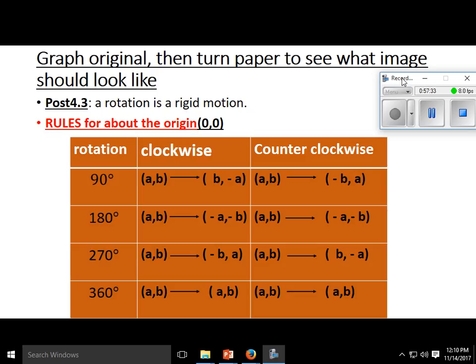What do you notice about 360? They're both positives. A doesn't have to be positive, B doesn't have to be positive. It's the same. So if I'm standing here and I turn 360 degrees, where do I end up? Same place I started. So that rule, that's the one that everybody likes a whole bunch.